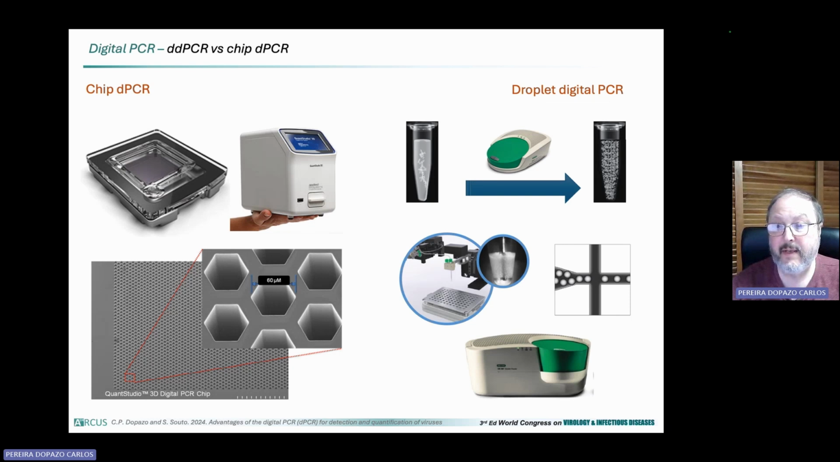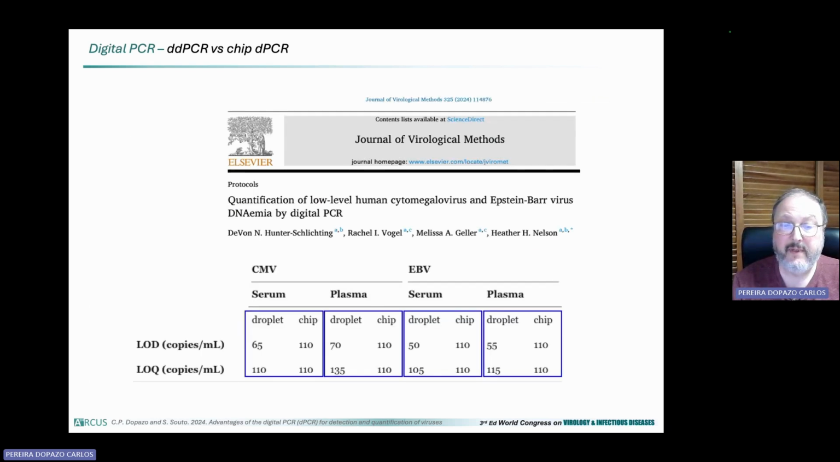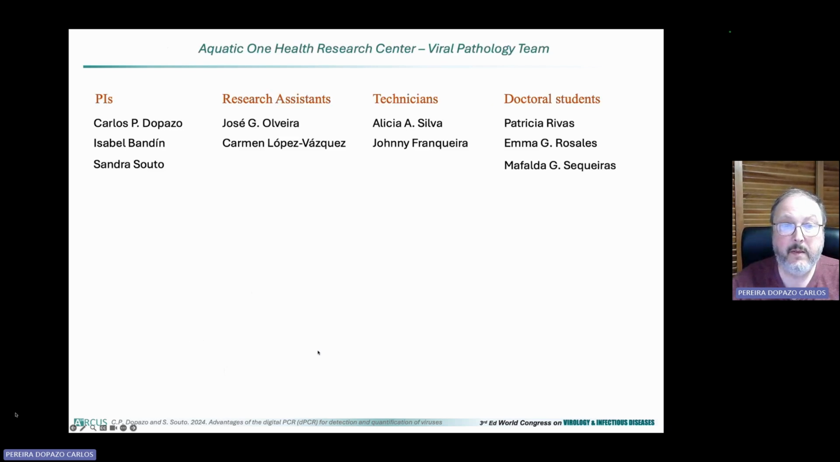The advantage of this method is that we are working with 20,000 drops instead of a maximum of 5,000 cells. So the accuracy is much higher with this method. And it has been demonstrated very recently this year that the sensitivity is also higher with droplet than with chip digital PCR, with a limit of detection much lower in all cases.